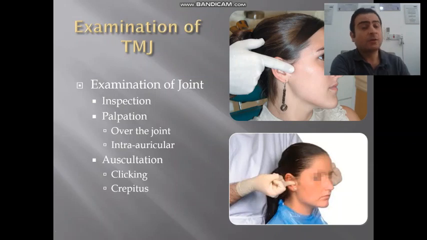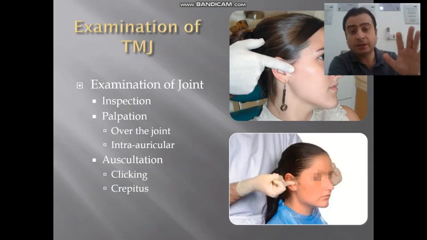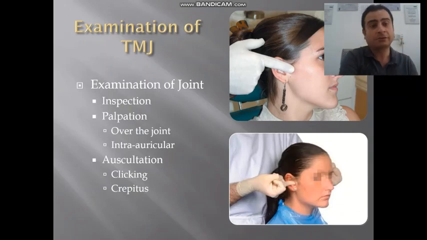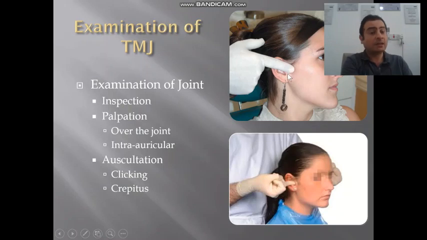Having said that, we go from the inspection and then we start using our hands by doing palpation. We palpate over the joint just in front of the external auditory meatus and ask the patient to open and close. If there is any pain or tenderness, we make note about it. Then intra-auricular palpation, by using the little finger within the external auditory meatus with an anterior pressure. We ask the patient also to open and close, and if there is any pain felt during the examination, we make note about it.